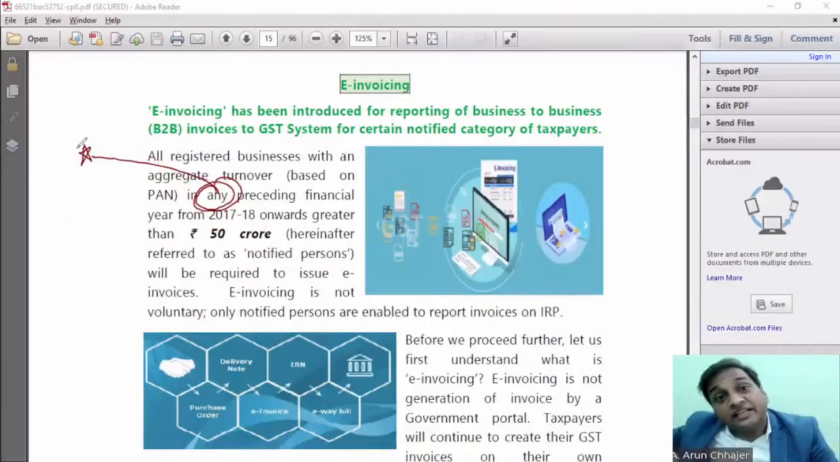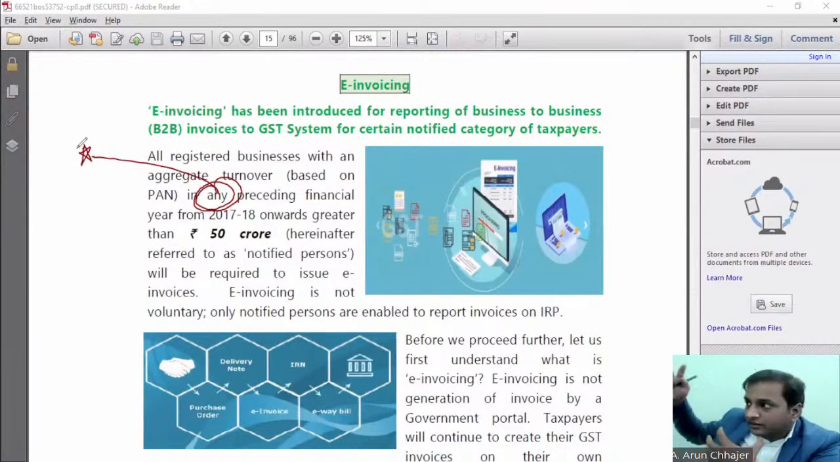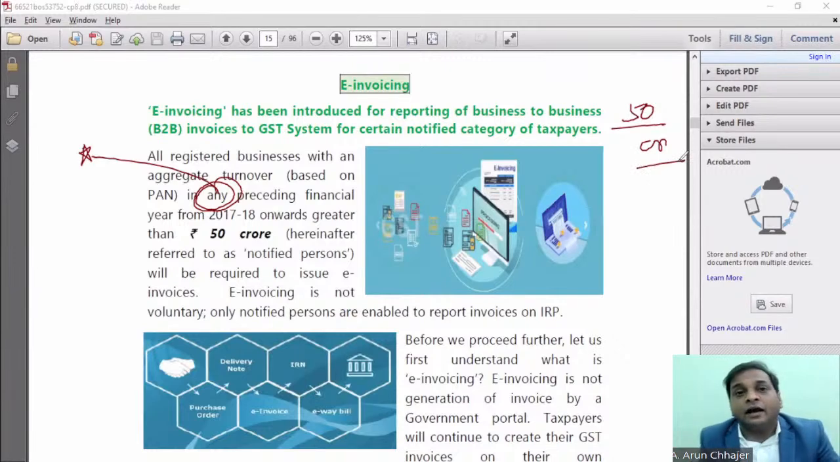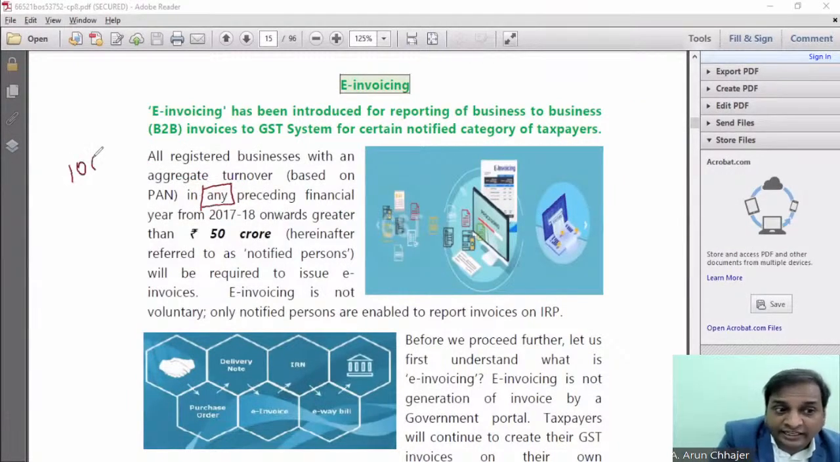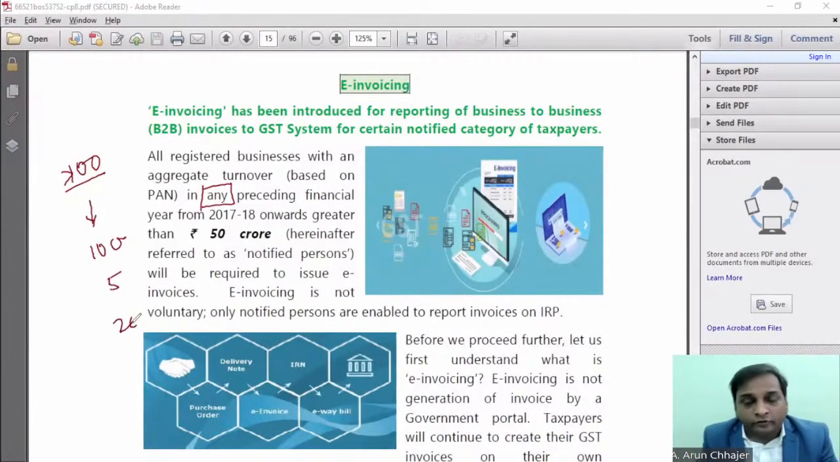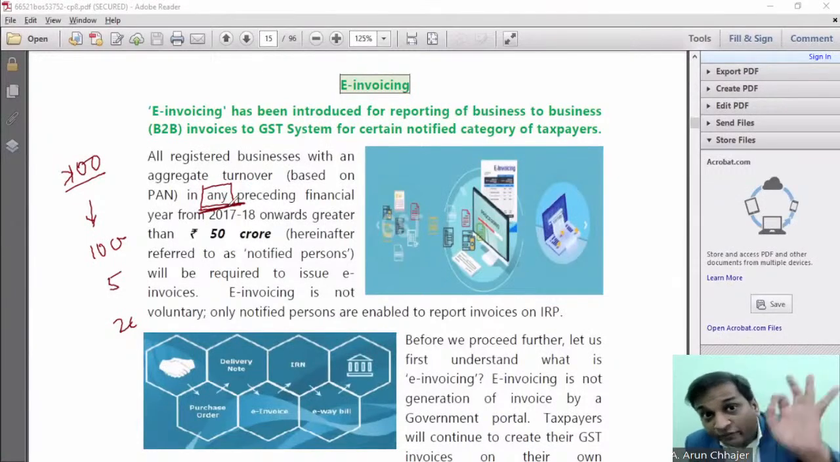In any preceding financial year from 17-18 onward. It means if I have a turnover in 17-18 or 18-19 or 19-20 or 21-22, any financial year, if my turnover exceeds 50 crore, then I would be covered by the e-invoicing provisions. Please note one thing. Suppose in 17-18 you had 100 crore turnover. After that you have 10 crore, 5 crore, 2 crore. Will you be required to prepare the invoice through e-invoicing? Answer is yes, because the word any is there. In any preceding financial year from 17-18 onwards.